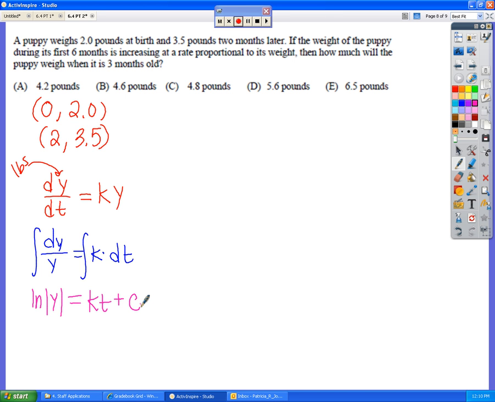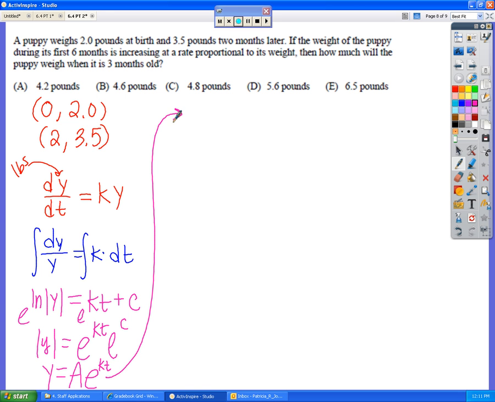And we can start shortcutting a few steps. We know that we end up with the absolute value of y is equal to e to the kt, e to the c, and then to get rid of the absolute value, we're going to use the plus or minus, but we also have the e to the c, so I'm going to write a instead. So I want to see this process. I know it's long. There is a reason I make you do it, okay, not just to torture you.